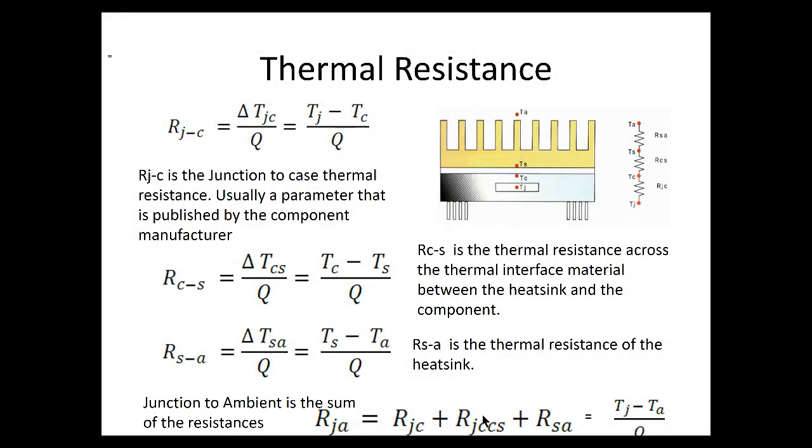I don't know where I lost you, but I was talking about getting the total resistance, and here it would be the resistance between the junction and the ambient. As you can see, this is like a series circuit, so to get all the resistance here.